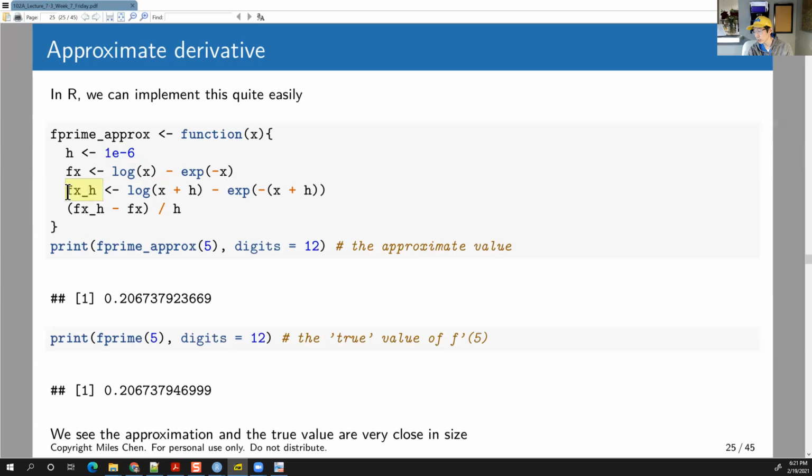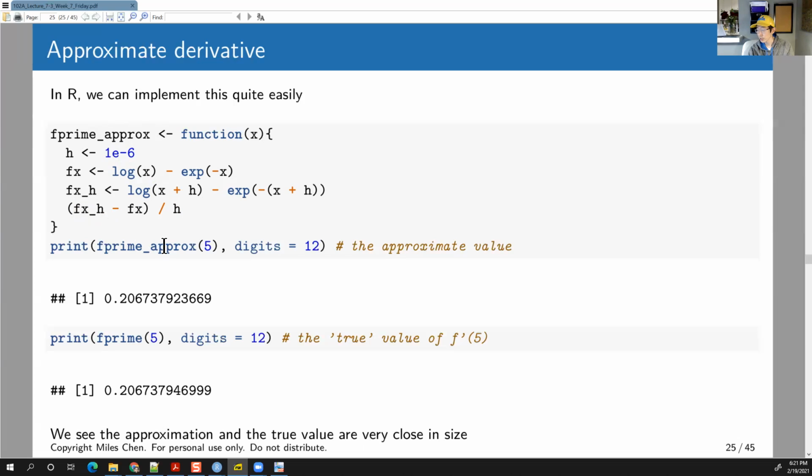Okay, f at x plus h is going to be log of x plus h minus e to the negative (x plus h). Right, and then we say, well, how much is the difference between f of x plus h minus f of x? What's that difference? We're going to take that difference and divide by h.